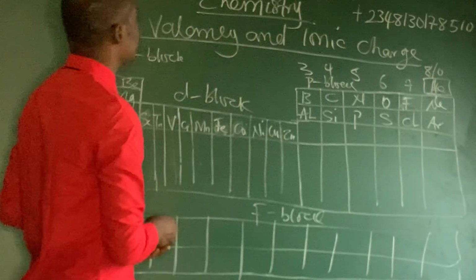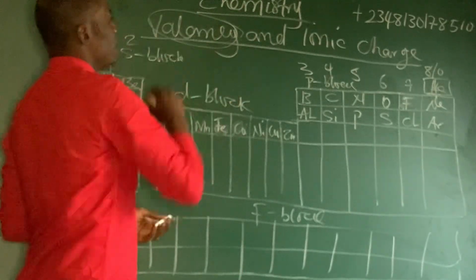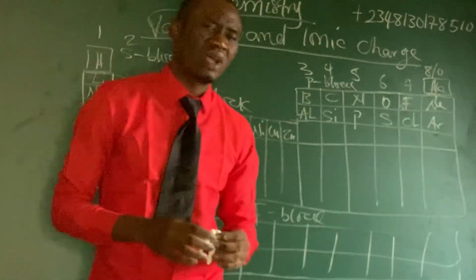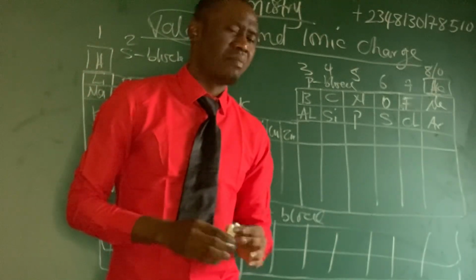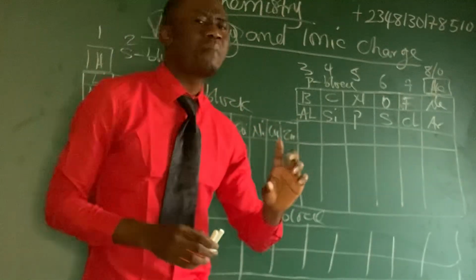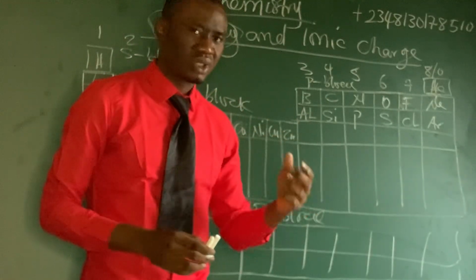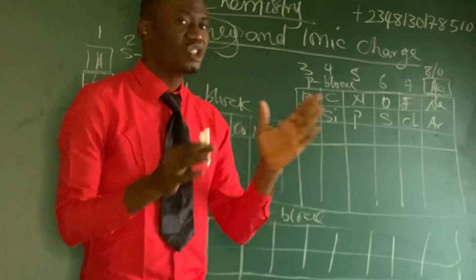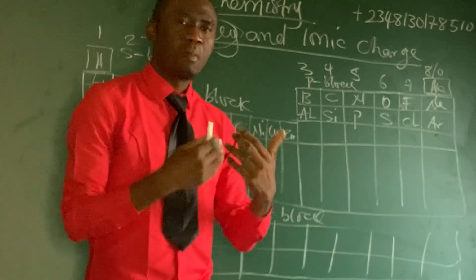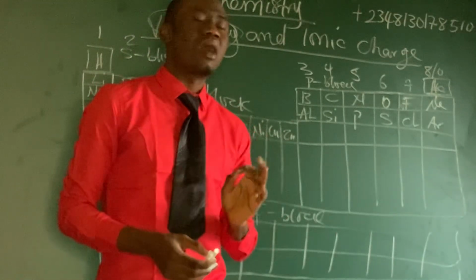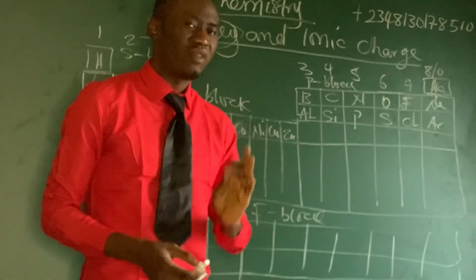All right, so what is valency? Valency is simply the combining power of an atom of elements. Now, what does that mean by combining power of an atom of elements? It means the number of electrons that could be gained or could be lost or could be shared during chemical bonding. I take that again. Valency is the combining power of an atom of elements.